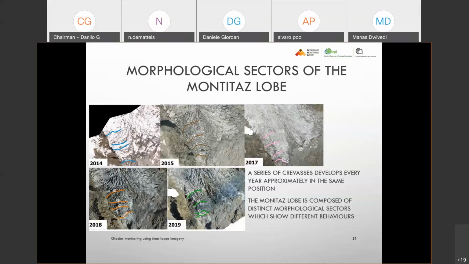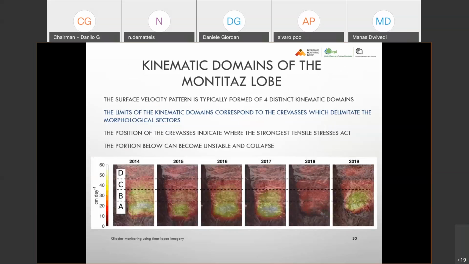The fact that the kinematic domains correspond to the morphological sector is important, because just observing the results of the digital image correlation it is possible to evaluate the most unstable portion and make a first evaluation of their volume.